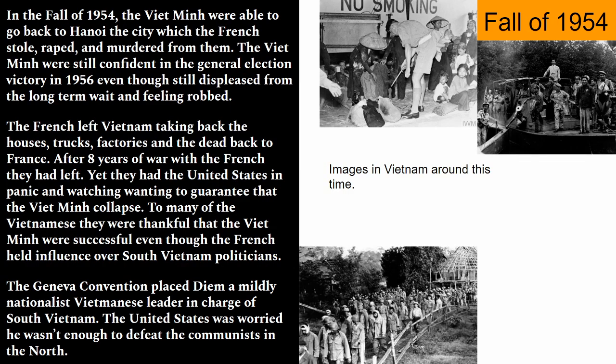The French actually left Vietnam in the end. They took back their housing, factory, and dead, just taking back everything they could to destroy the nation of Vietnam in the end. Yet they had the United States in panic and wanting to guarantee that the Viet Minh would collapse.